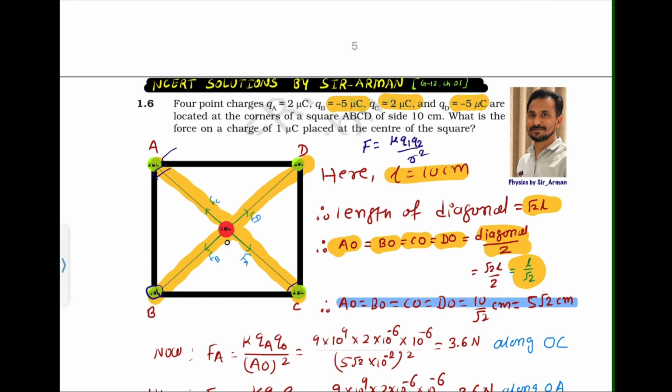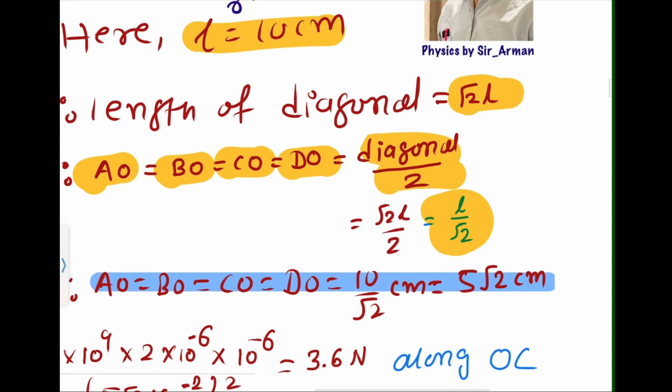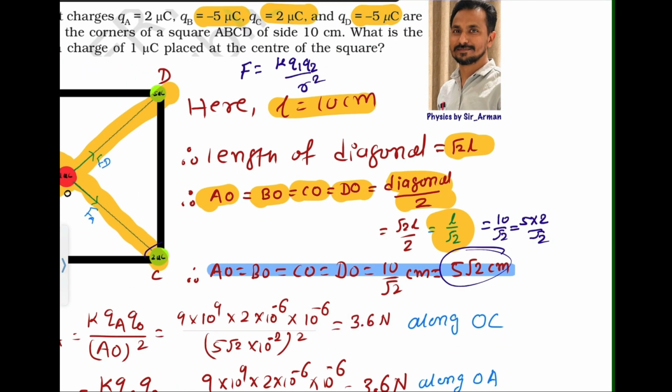And what is L? It is 10 centimeter. So we can write it as 10 by root 2. And again, if you solve this, it is 5 into 2 by root 2. Again you can solve this and you will get 5 root 2. So half of the diagonal, that is AO, BO, CO and DO, is 5 root 2 centimeter.